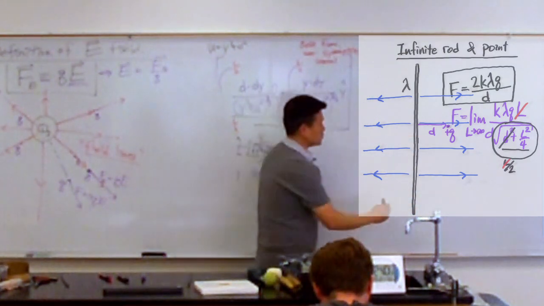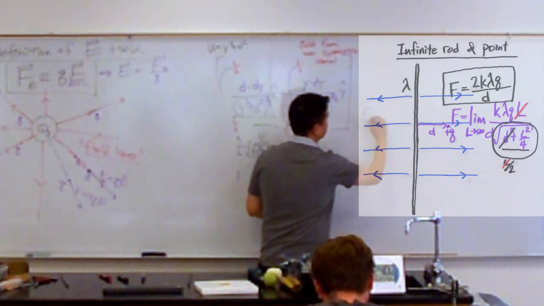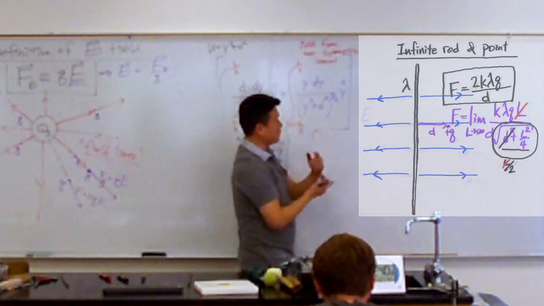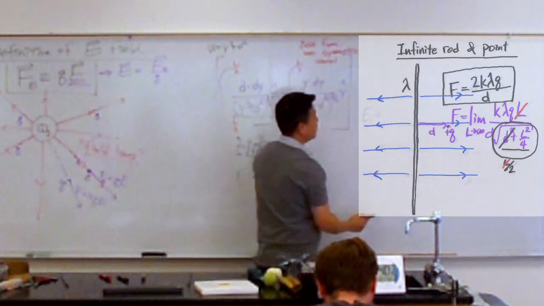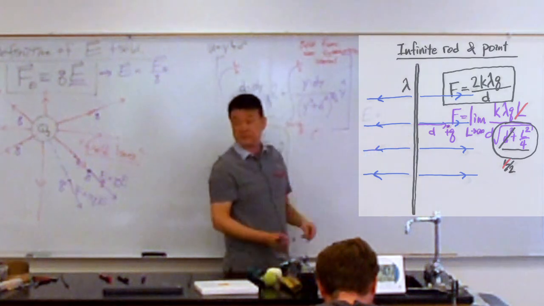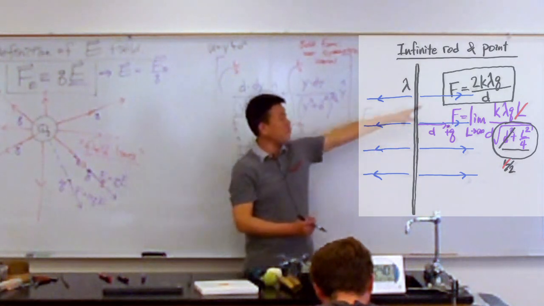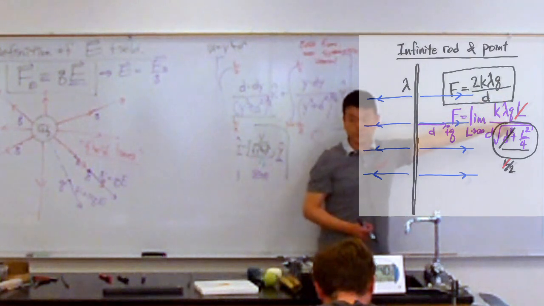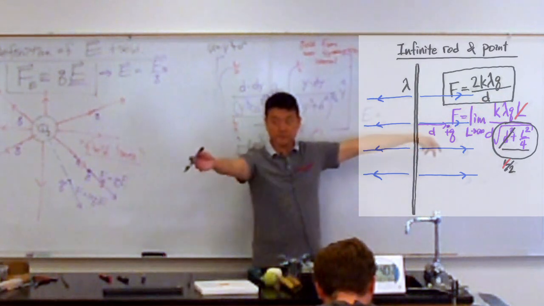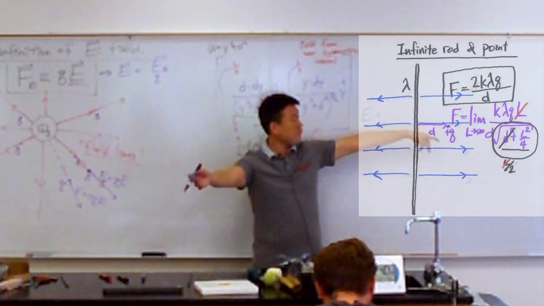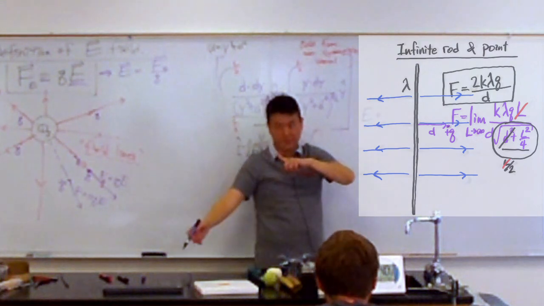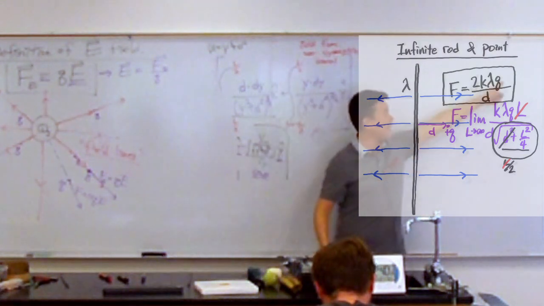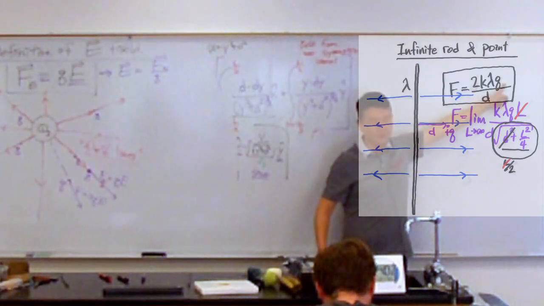Let me ask you this question. Can anyone tell me what the magnitude of the electric field is as a function of distance? You know how much the force is on a small charge q? Well, 1 over d is the distance dependence. So I can get rid of q. Why can I get rid of q?